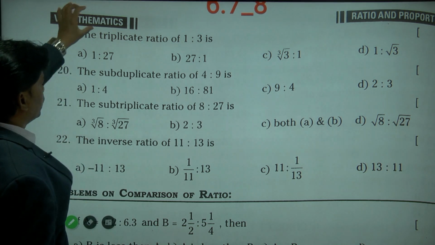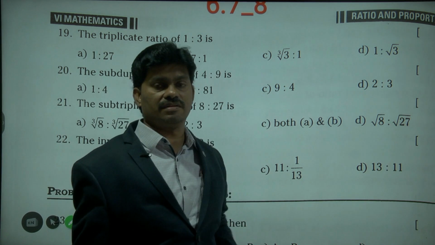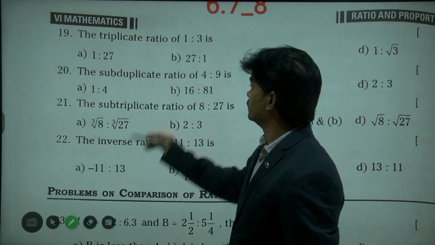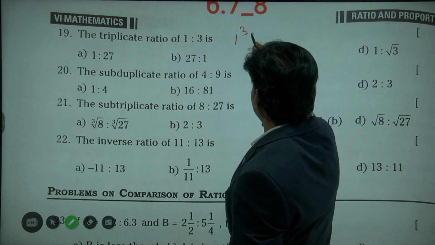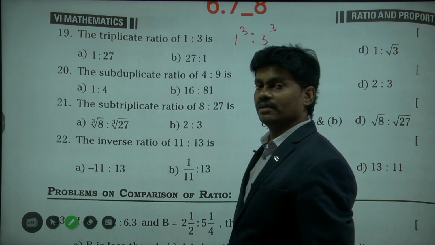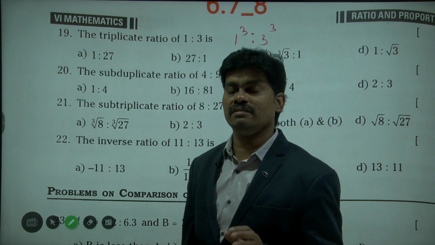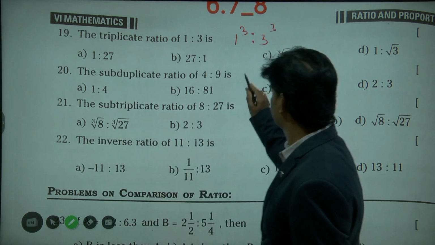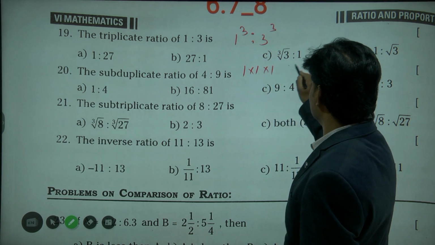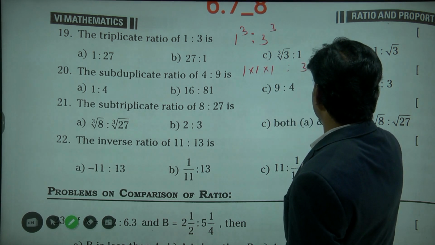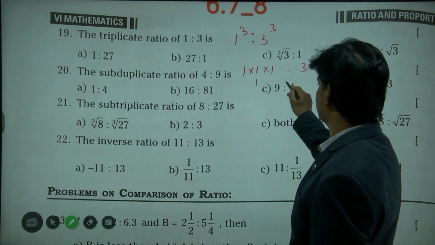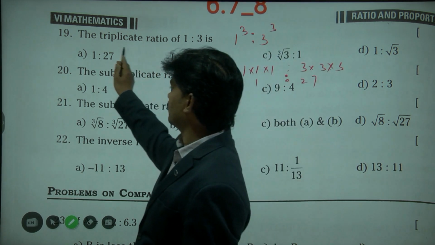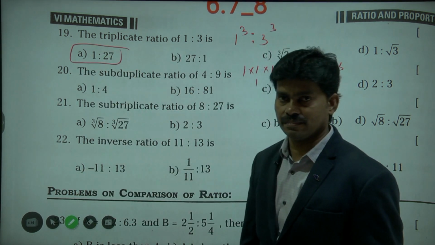So here triplicate means we check that a cube is to b cube, the triplicate ratio. So 1 power 3 is to 3 power 3. 1 power 3 means not 1 into 3; we have to multiply 1 by itself 3 times. 1 into 1 into 1 is to 3 into 3 into 3. 1 ones are 1, 1 ones are 1. 3 3s are 9, 9 3s are 27. Answer: 1 is to 27. That is the answer.